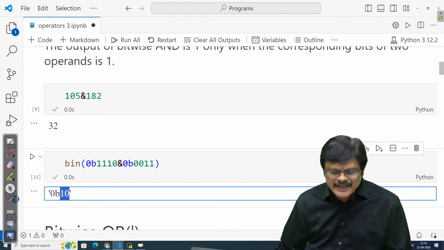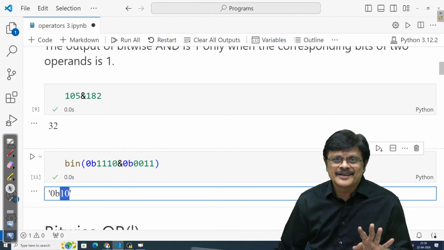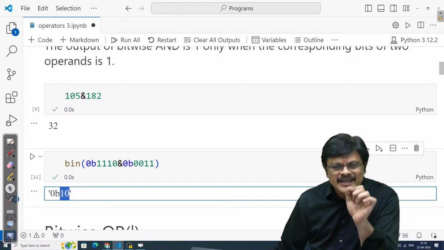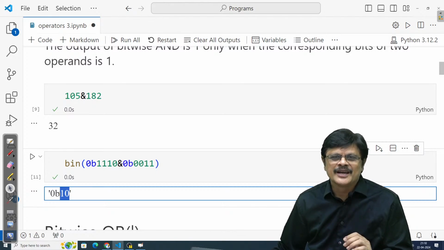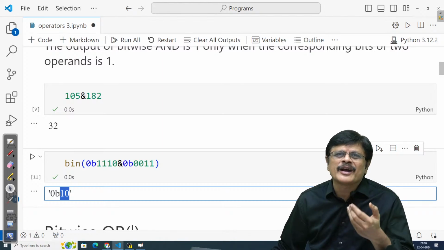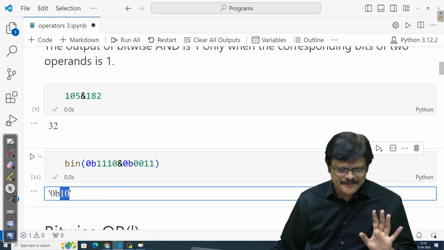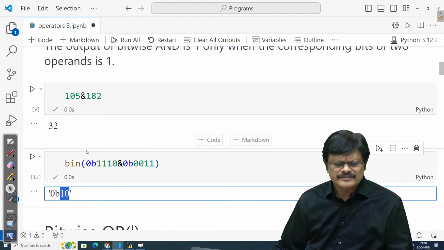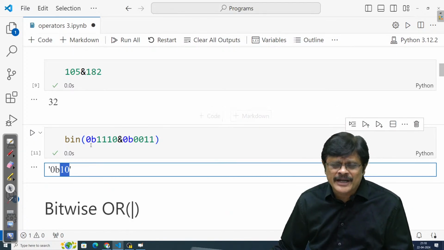If you observe, it is not showing the 4-digit number, or 4 bits. It is just showing the required precision only. Always it shows you the required precision only in Python. Is that clear? Please note. So this is bitwise AND operator, my dear friends.